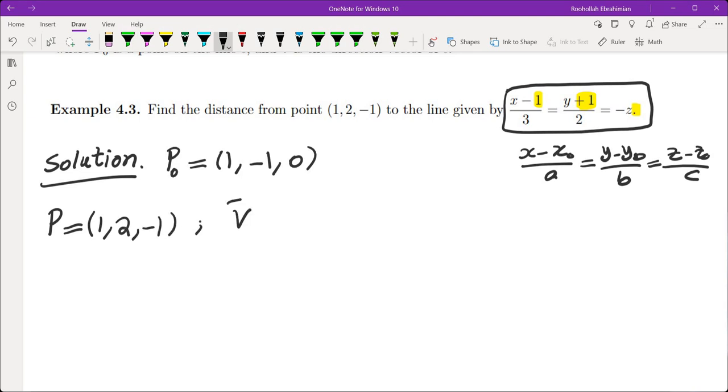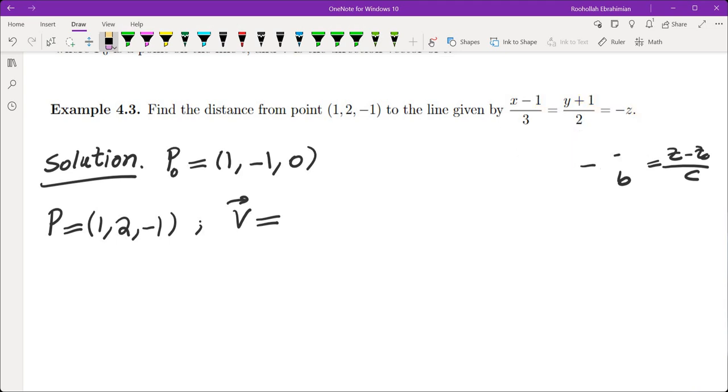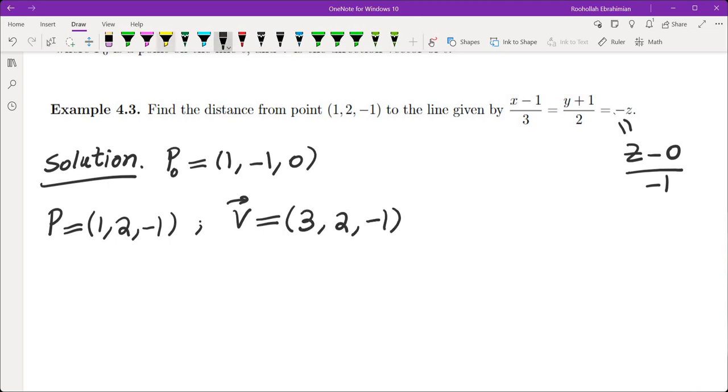And then finally, what is a direction vector? Well, the direction vector is when we write this as x minus something over a, y minus something over b, and z minus something over c. So how do we do that? Well, the first two terms are already in that form. The last term should be written as z minus something over some number. The coefficient here is -1, so we'll have to put -1 at the bottom, and of course this would have to be 0. So v would be 3, 2, -1. So these are going to give you v.